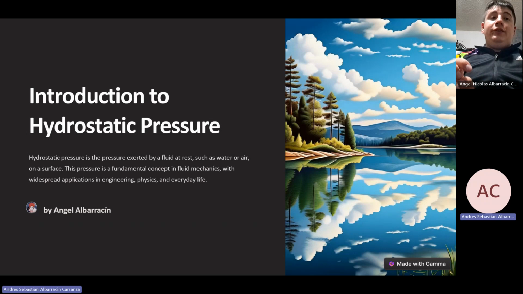Well, hydrostatic pressure is the pressure exerted by a fluid at rest, such as water or air, on a surface. This pressure is a fundamental concept in fluid mechanics with widespread application in engineering, physics, and everyday life. In this presentation, we're going to analyze the topics most related to this, and see some basic concepts and different related topics.